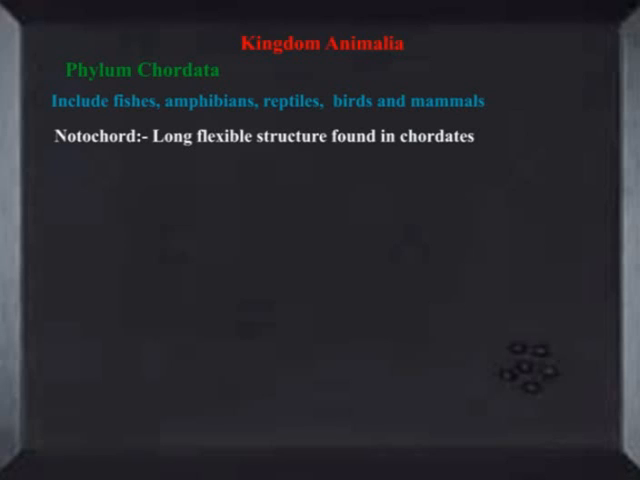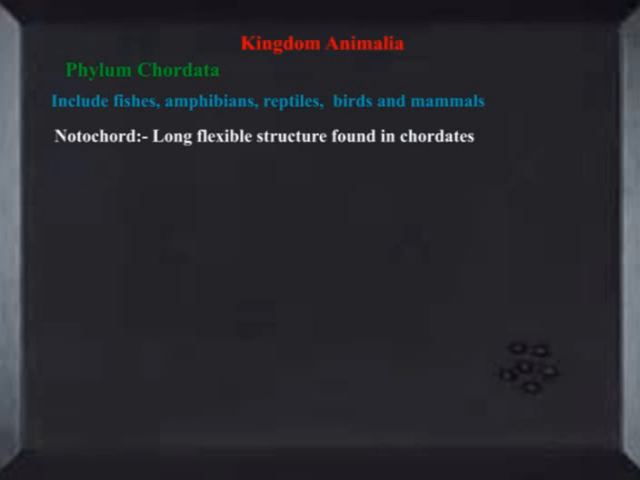In some members, this structure persists even in adulthood. In vertebrates, it exists only in the embryonic stages of development. It is replaced by a vertebral column in later stages of embryology. Chordates inhabit the aquatic and terrestrial environments. The aquatic ones are found in both marine and freshwater environments. Among the terrestrial ones, some are arboreal, that is, living in trees, while others are burrowers.